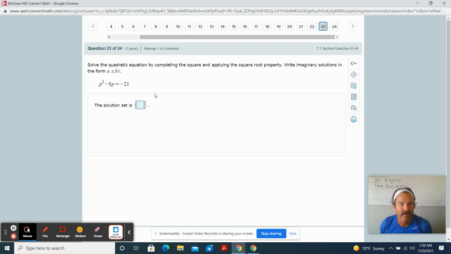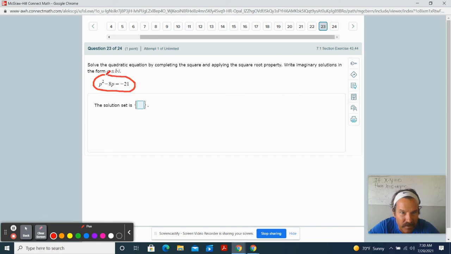Okay, so here's the whole reason why we've been doing that completing the square business. This quadratic equation, if we try to solve it by factoring, I don't believe this is factorable. It says solve the equation by completing the square, but let me show you why we need another method.